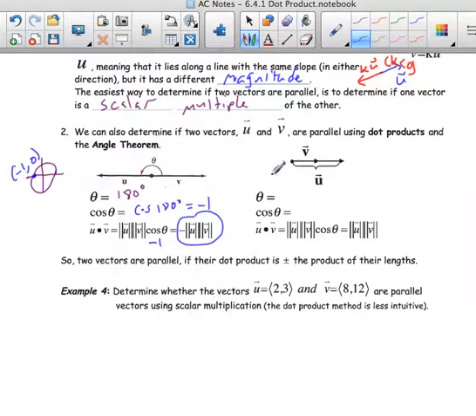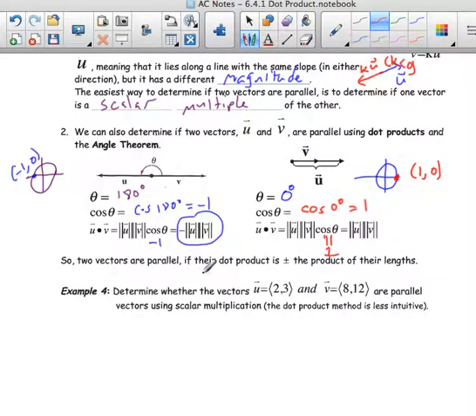Here, u and v are in the same direction. That means the angle between the vectors is 0 degrees. Cosine of 0, we draw another unit circle, corresponds to this point on the unit circle, that's 0 degrees. Its coordinate is 1, 0. Remember, cosine is the x-coordinate, so cosine of 0 degrees is equal to 1. So that means cosine theta here is equal to 1. So u dot v is simply the magnitude of u times the magnitude of v.